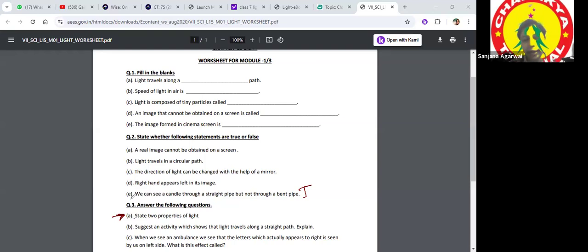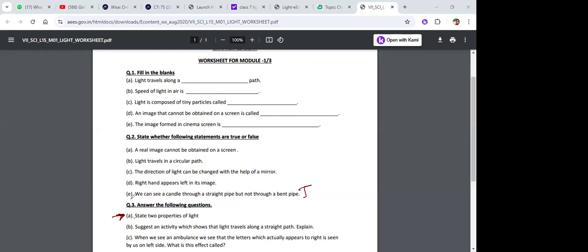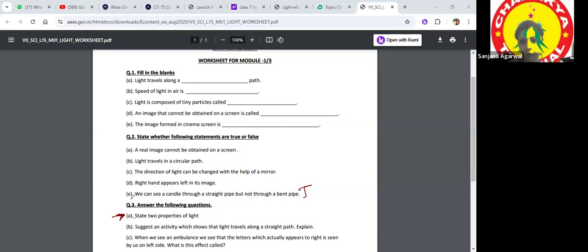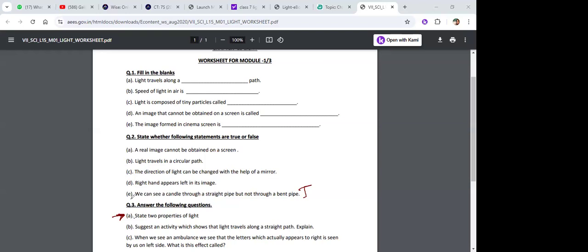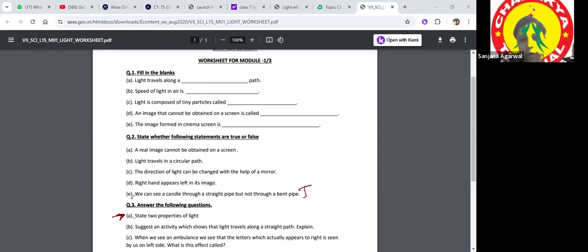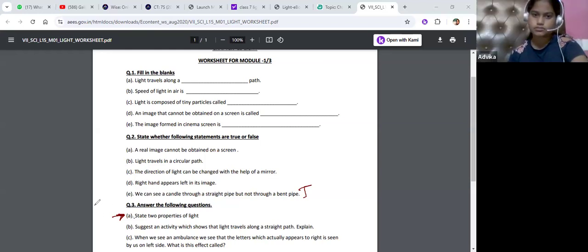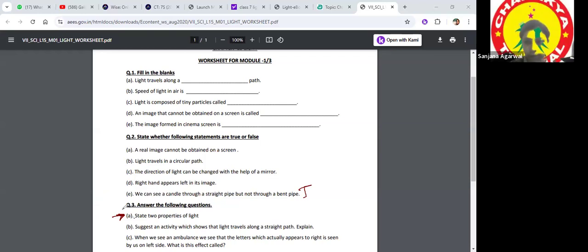But directly just writing reflection and refraction would be a little bit awkward. So you can explain a bit, like light on striking any surface. Reflection means when light bounces off from a plane surface, and refraction is when light changes its direction when it passes from one medium to another. Correct. Both are correct. So I hope you have got the answer. Ma'am, can it be dispersion? Yeah, dispersion is also correct.